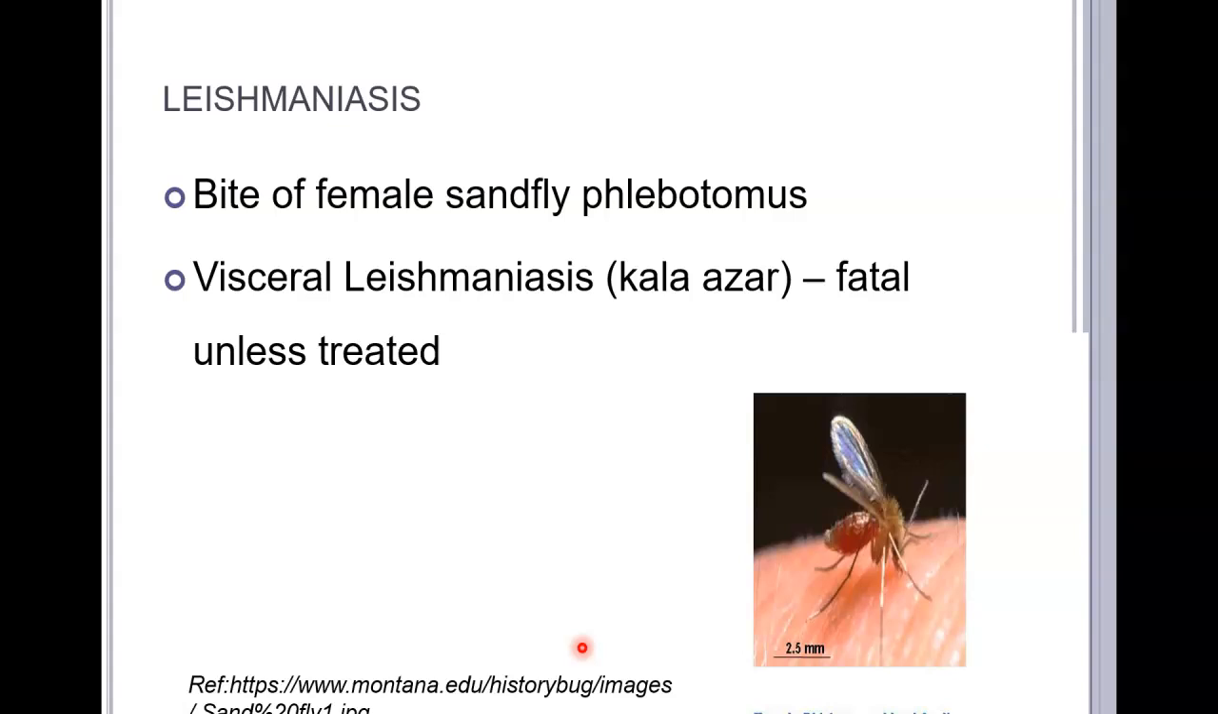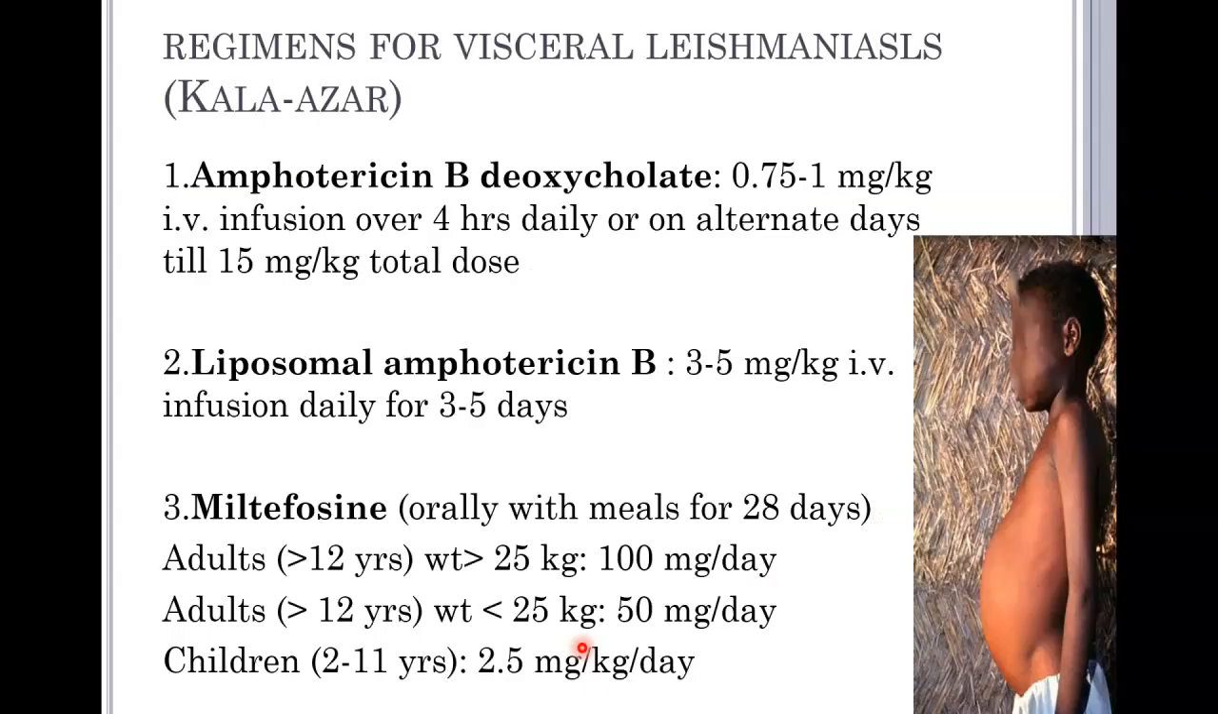Now coming to leishmaniasis, it occurs due to the bite of the female sandfly, Phlebotomus. Visceral leishmaniasis is fatal unless it is treated. The regimens for visceral leishmaniasis include amphotericin B deoxycholate, liposomal amphotericin B, and another drug is miltefosine. It has to be given for 28 days.